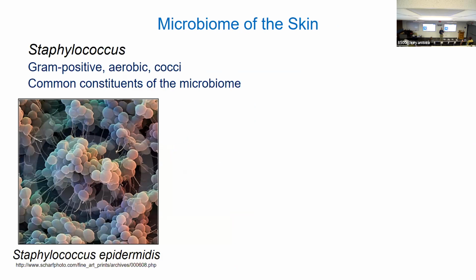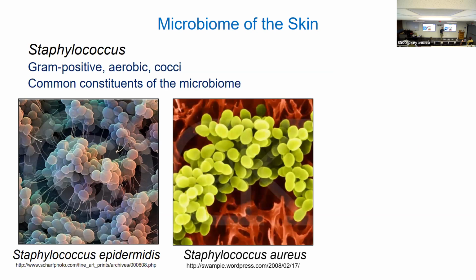Usually the one that we're more concerned about is Staphylococcus aureus. It has a lot more toxins and things like that that can cause more severe disease. And it's able to spread to any body system if it gets the opportunity, if it can get there. So it's very scary in a lot of ways.